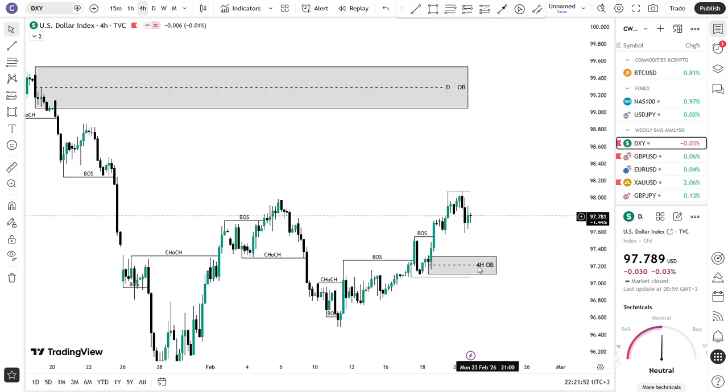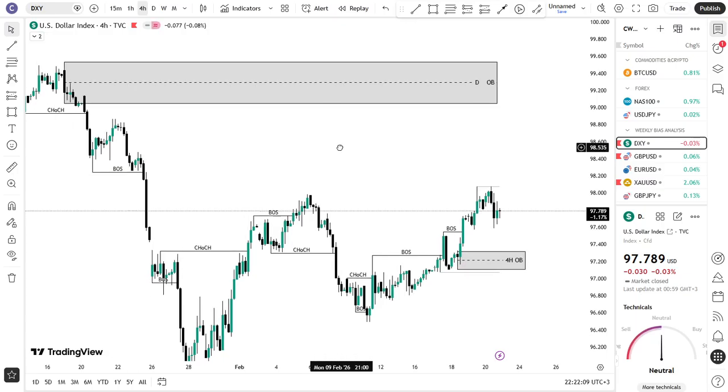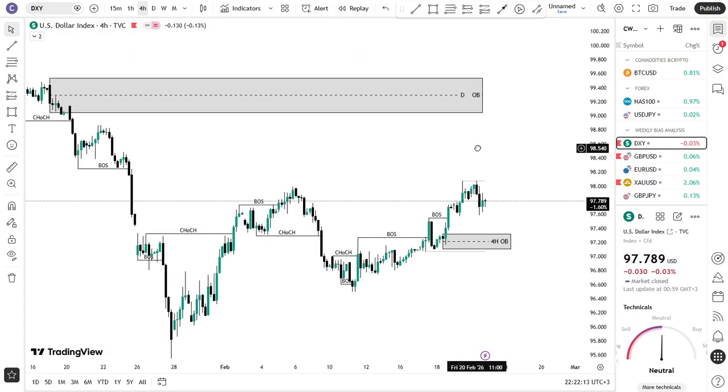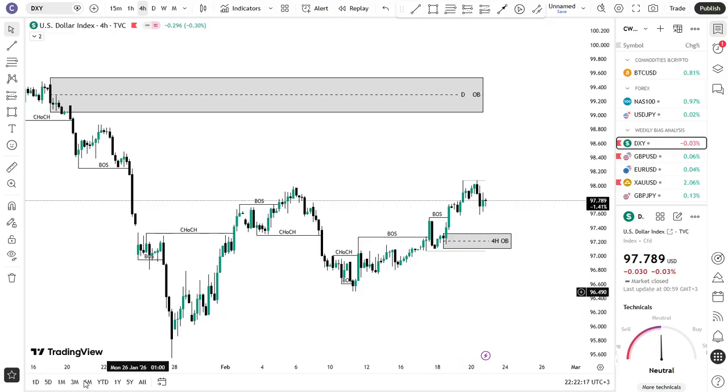So price might come to this 4 hour OB, but also price might continue riding to this level. The reason why I'm saying price might not come to this OB, if you haven't watched my video, I've explained why sometimes the market doesn't always come to our OB. I'm going to link it in the description box so that you can go and watch it.